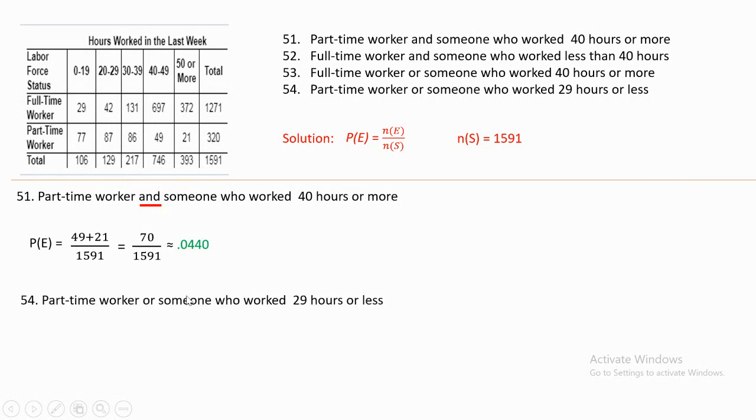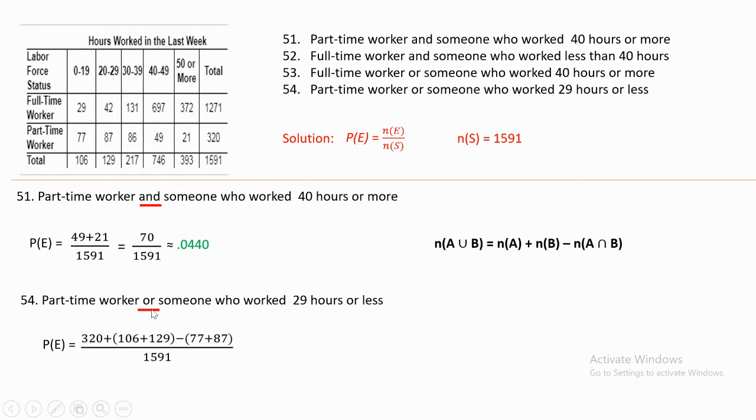Now look at number 54. A part-time worker or someone who worked for 20 hours or less. The keyword is or. So here, guys, we're going to go again to part-time worker. This is a little bit more challenging to work out, but by applying this principle, we'll be able to get it. This can actually be seen with the table here. It's going to be 320, part-time worker, or 20 hours or less. It's going to be 320 plus 29 plus 42.